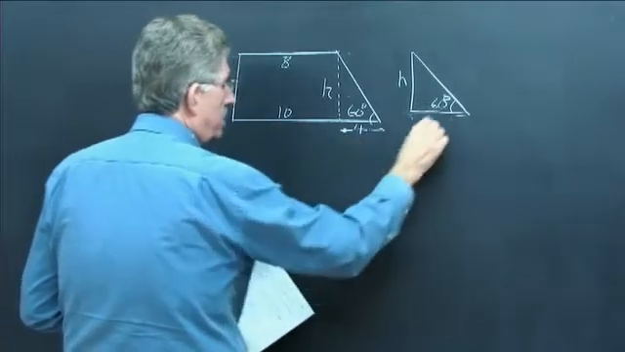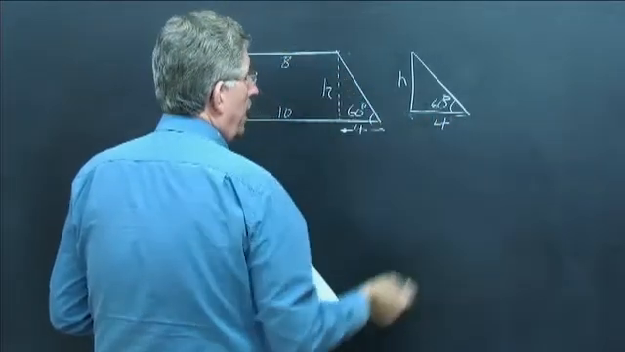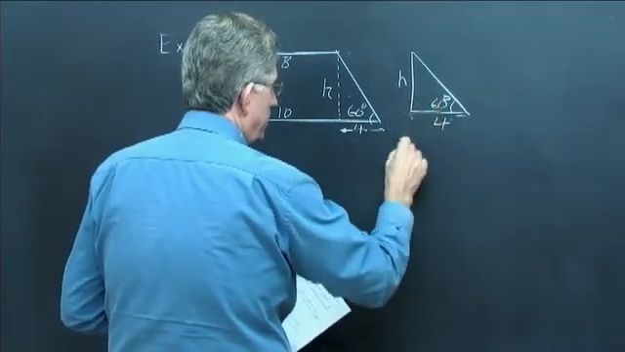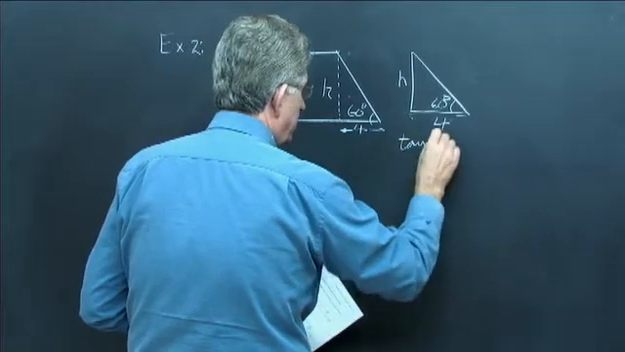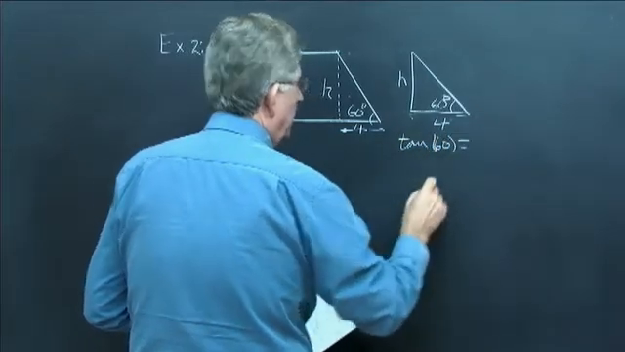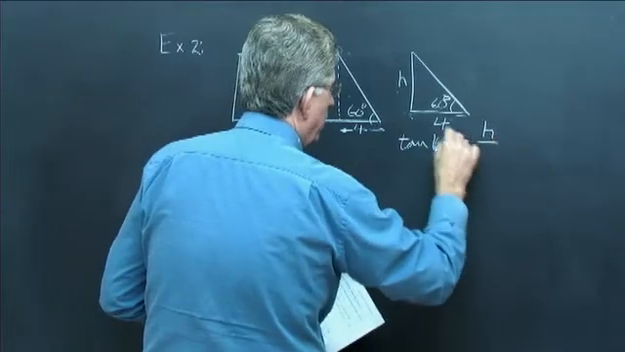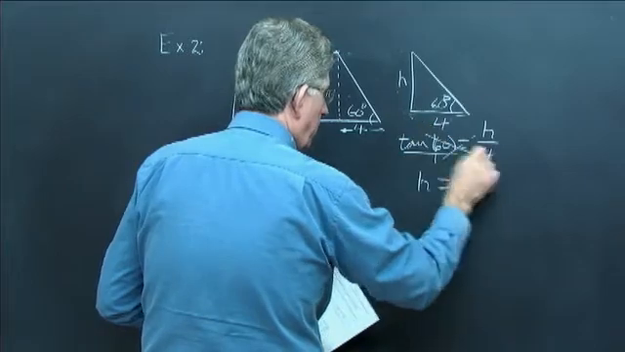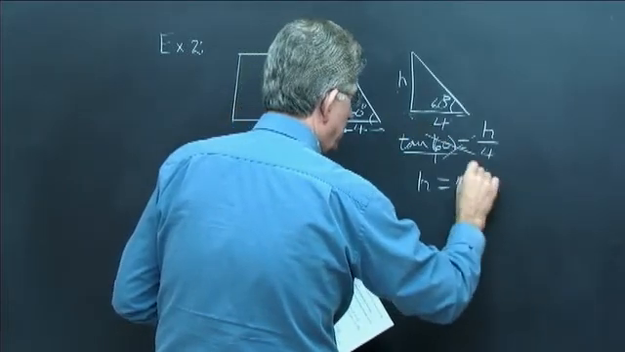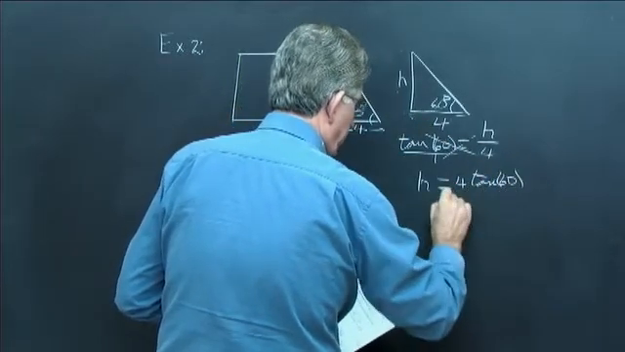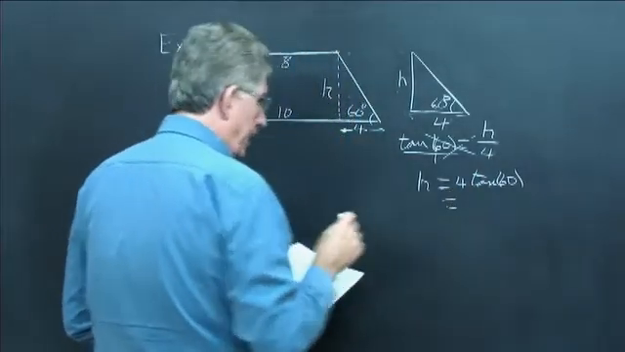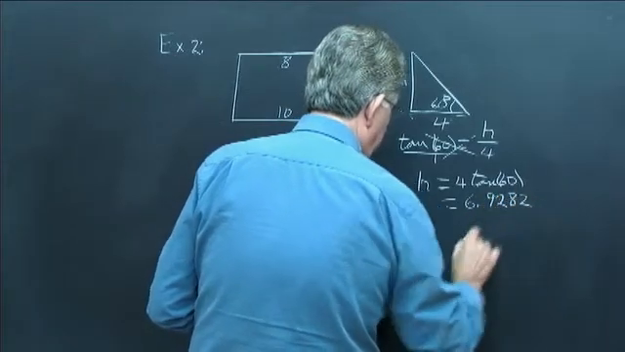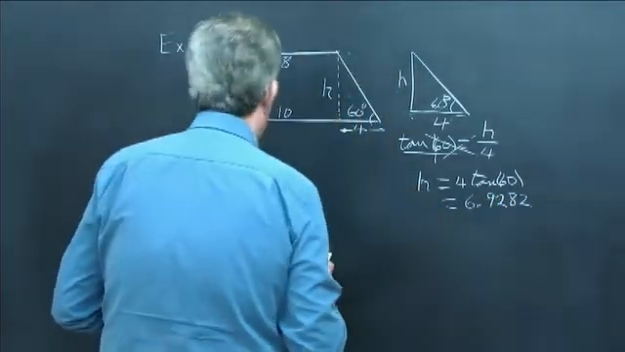This little piece down here was given as 4. So here's what we're going to say. I think we need to use tangent because of an angle, the opposite and the adjacent side. That would call for tangent. So the tangent of 60 is the opposite over the adjacent. Cross multiply, h equals 4 times the tangent of 60. We work all of that up on the calculator, and here's what I get: 6.9282. That's h.